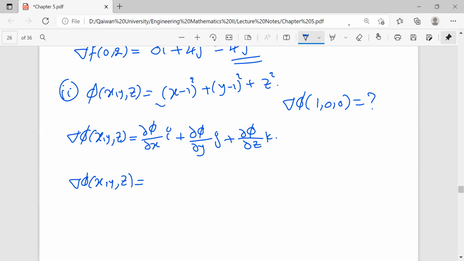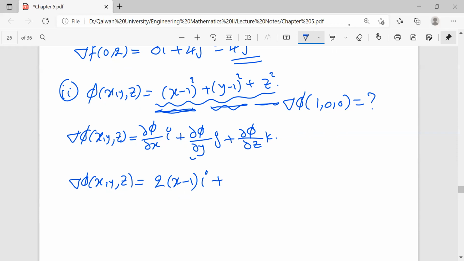The partial derivative of this function with respect to x: these two terms become 0 because you have no x in them. You have only this term. The partial derivative of x minus 1 squared is 2 times x minus 1, times I. This is partial phi by partial x.